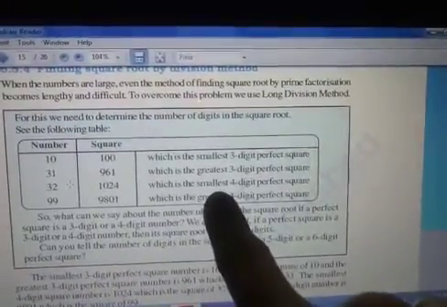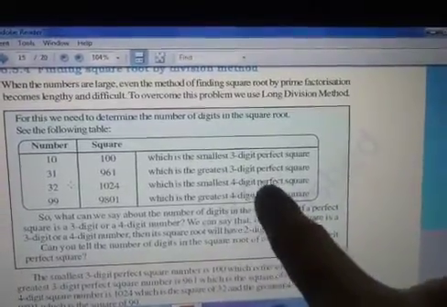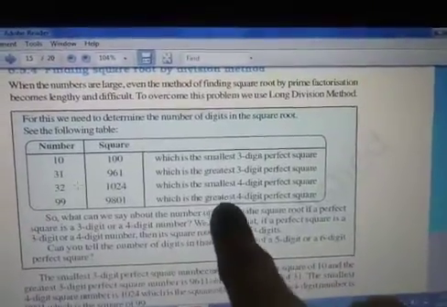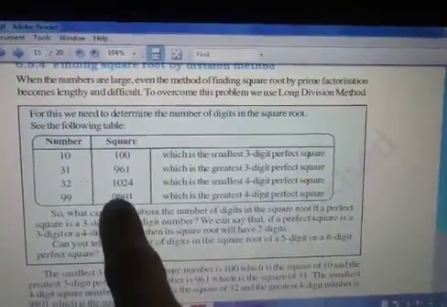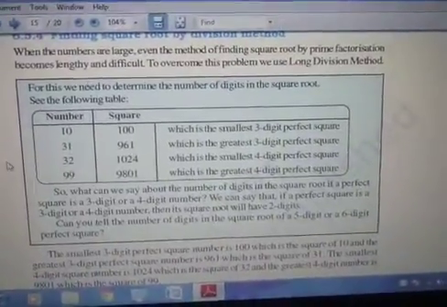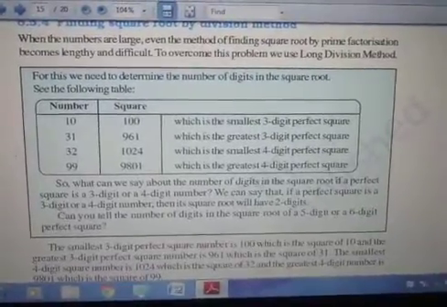Then, what is the smallest 4-digit number? 1000. But the smallest 4-digit perfect square is 1024. The greatest 4-digit perfect square is 9801. So these are a few pieces of information which we know. Now, next, what have they given?